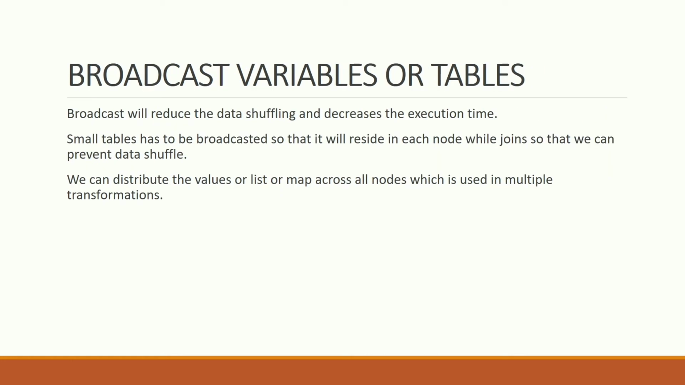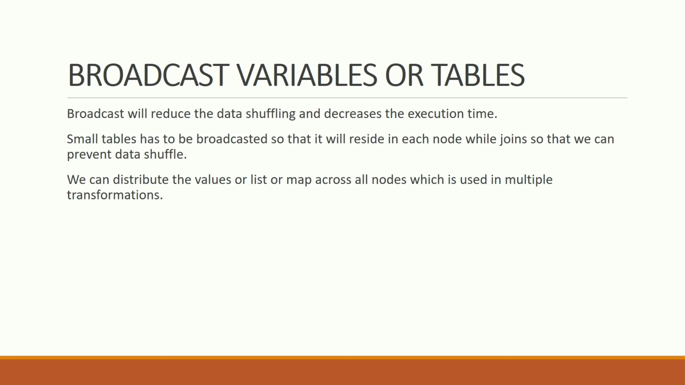Broadcast variables or tables. Broadcast will reduce the data shuffling and decrease the execution time. Small tables have to be broadcasted so that they reside in each node during joins, so that we can prevent the data shuffle. When the data is residing in each node, there is no extra burden when the join actually starts, because the data is already available in each node, and it will reduce the shuffle. We can distribute values, lists or a map across all the nodes, which are used in multiple transformations. So we can broadcast a list, map or a value so that it would be used in the transformations.